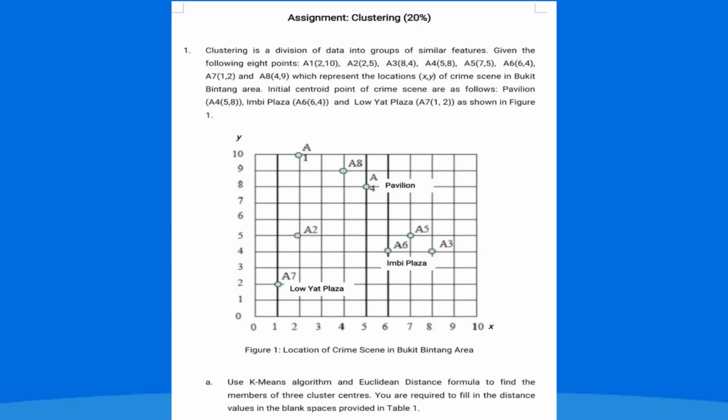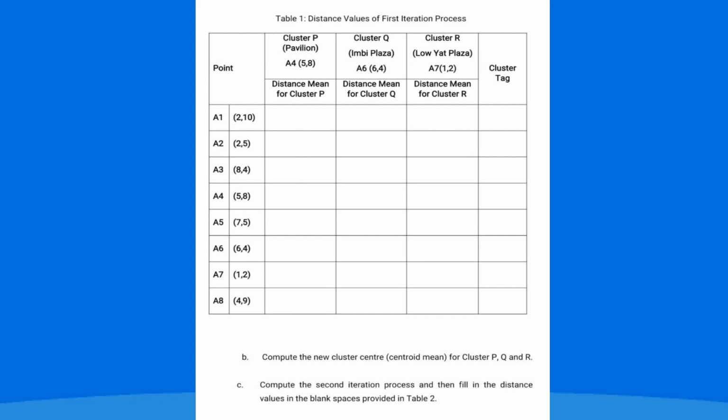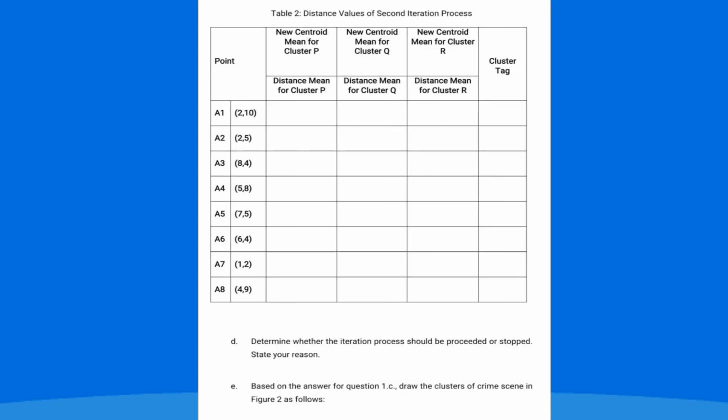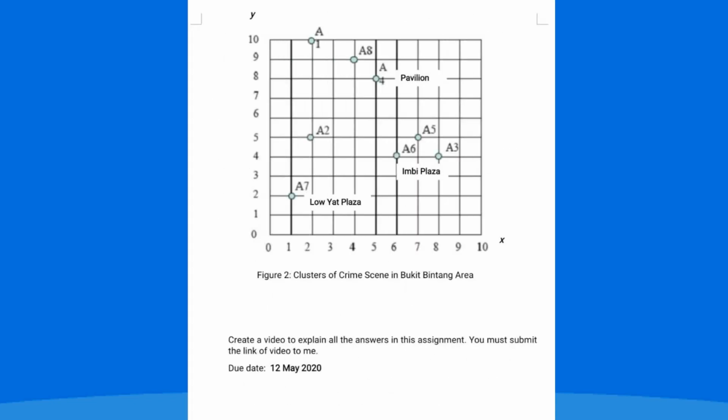So without further ado, let's look at the assignment. It's a question assignment split into sub-questions A, B, C, and D. Here is the formula of Euclidean distance. It's very simple, like a normal distance calculation. Let us begin with the question.